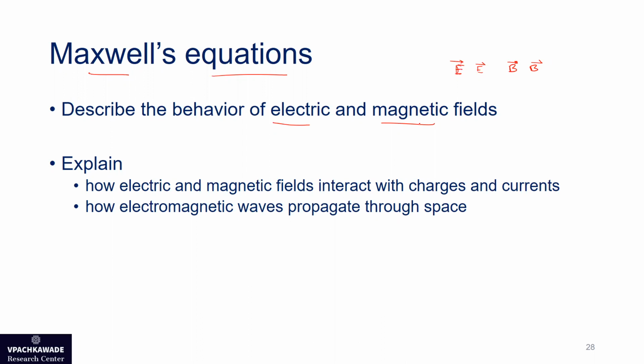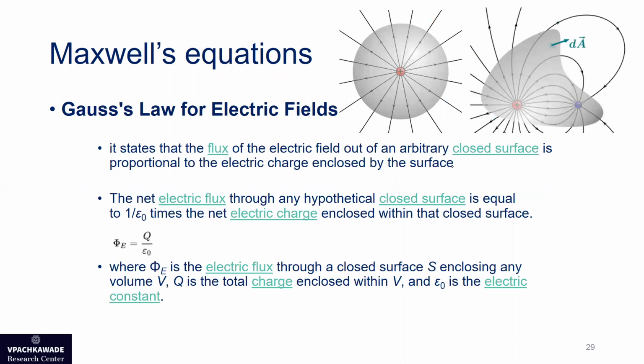Maxwell equations help us explain how the electric and magnetic fields interact with each other, and how they interact with the charges and the currents, charge indicated by Q, current indicated by I. Maxwell's equations also tell us how the EM wave propagates through space. Now, Maxwell's first equation is Gauss's law for an electric field. So that's the first equation. Let's understand in detail what this equation is.